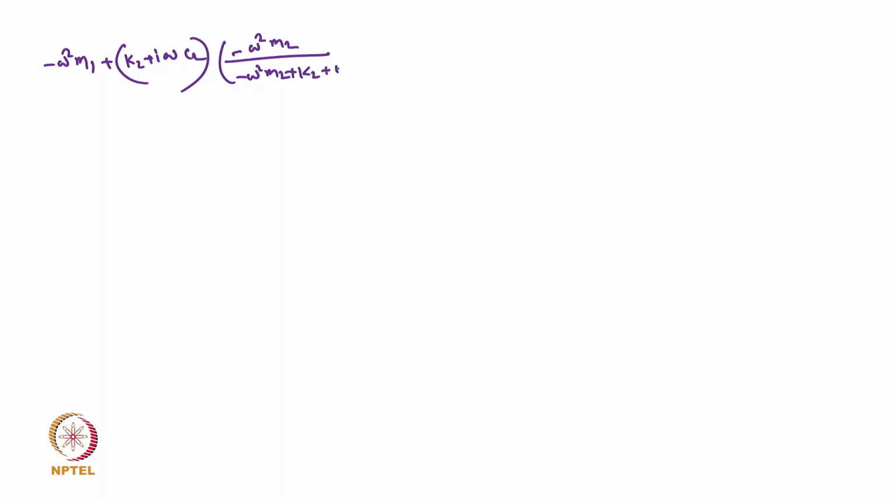So we can get (−ω²m1 + k2 + iωc2) into (−ω²m2) divided by (−ω²m2 + k2 + iωc2), plus 2k1 + iωc1, into (1 − cos μ), that is equal to 0.